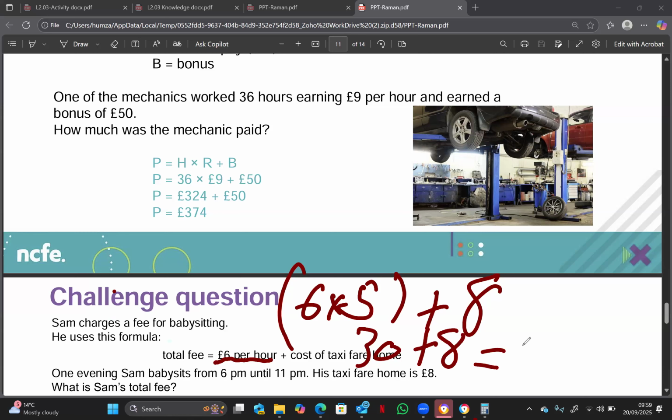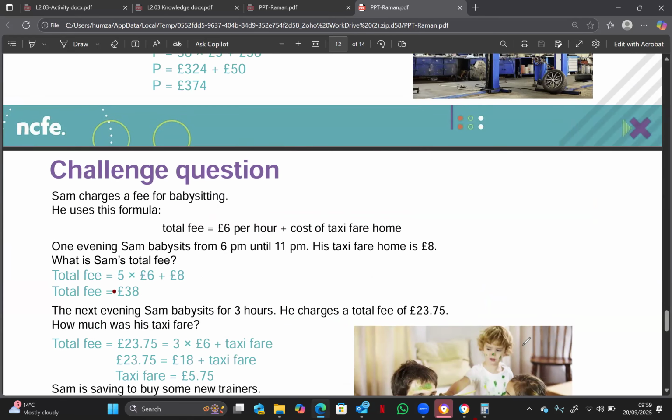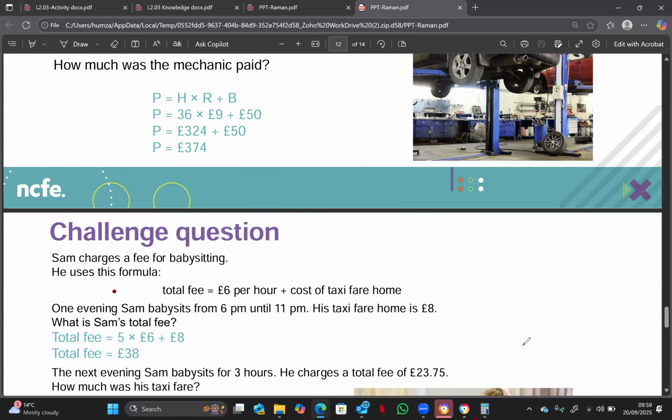Okay, is that clear? Yes. I didn't see the £6 up there, so that's why I tried to begin with the... So if you look here, it says £38. That's the answer.